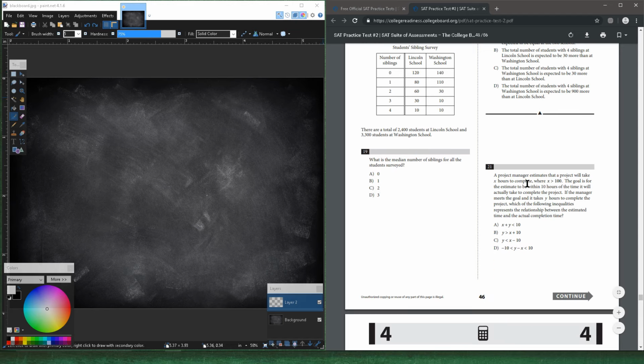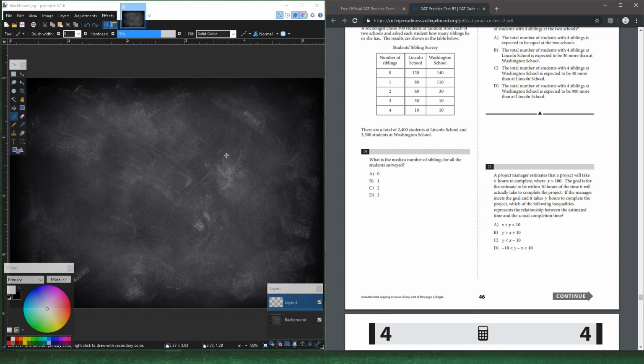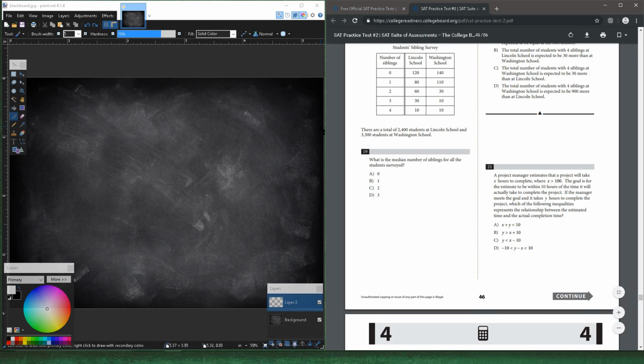The project manager estimates that a project would take X hours to complete, where X is greater than 100. The goal is for the estimate to be within 10 hours of the time it will actually take to complete the project. If the project meets the goal and it takes Y hours to complete, which of the following inequalities represents the relationship between the estimated time and the actual time? So you estimate it to be X hours and it takes Y hours to complete.